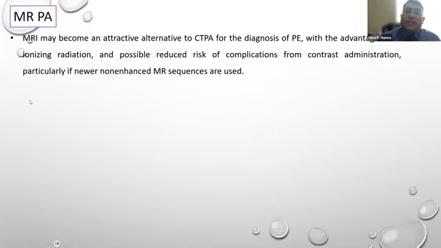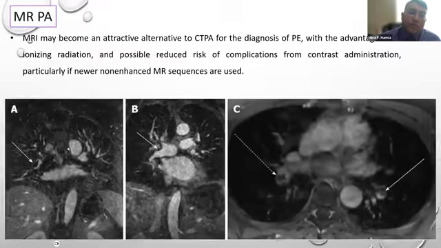MRI may become an attractive alternative to CT for the diagnosis of PE, with the advantage of no ionizing radiation and possibly reduced risk of complications from contrast administration, particularly if newer non-enhanced MR sequences are used. So there are MR sequences like white blood sequences. You can apply them and see the defect in the main pulmonary artery if there is a PE. This can save you contrast and radiation, but usually MRI takes time and arrangement, and is not as available as CT. But if you want to use it, you can.